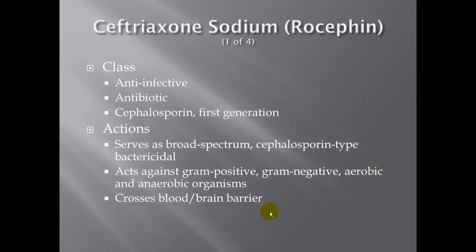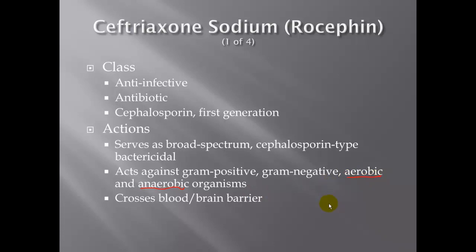Rocephin, or Ceftriaxone sodium. Class on this: anti-infective antibiotic. It's a cephalosporin, first generation. Action: serves as a broad-spectrum cephalosporin type bactericidal. Acts against gram-positive, gram-negative, aerobic and anaerobic organisms. Now, aerobic and anaerobic organisms, some of them can actually live without oxygen, and those are going to be the anaerobic organisms, and some of them will require oxygen, and those are going to be the aerobic.